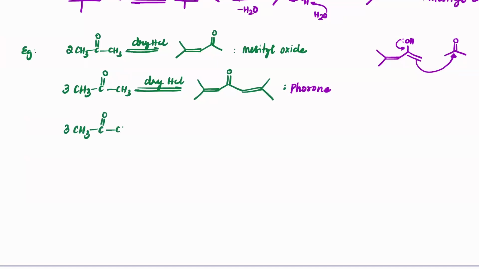And by chance, if I take 3 moles of CH3, C double bond O, CH3, but instead of using dry HCl, what if I take concentrated H2SO4? Concentrated H2SO4 typically gives a cyclization here and converts this into a product called mesitylene. This is called mesitylene. Got it? So this is how the reaction would take place in this case.